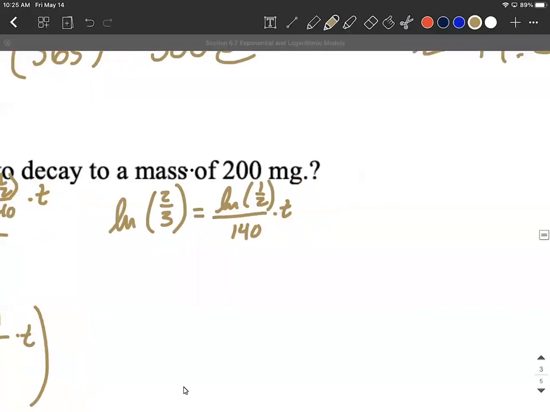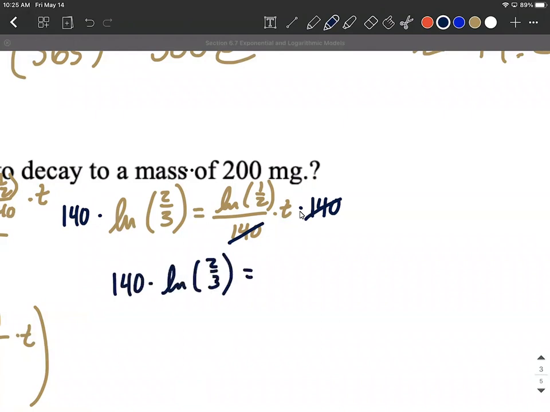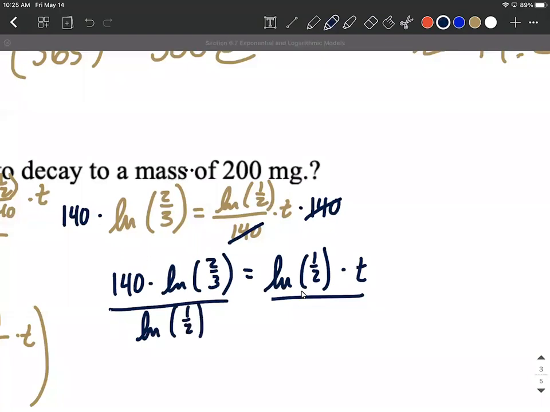Now the rest of the solving down shouldn't be too bad. I realize we have a fraction multiplied by t. I'm going to take this as 2 separate steps and multiply by the fraction first, or multiply by the 140 to eliminate this fraction on the right-hand side. So now we have 140 natural log of 2/3 equals the natural log of 1/2 times t. All right, to get t all by itself, we still need to get rid of this natural log of 1/2. So let's go ahead and divide both sides by natural log of 1/2, and we'll have it. So that'll put t on one side all by itself.